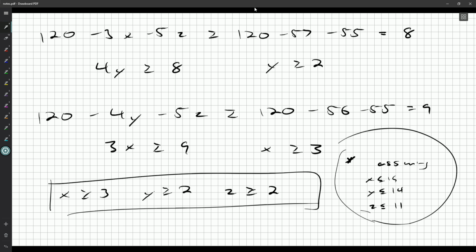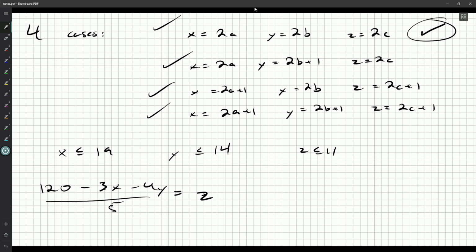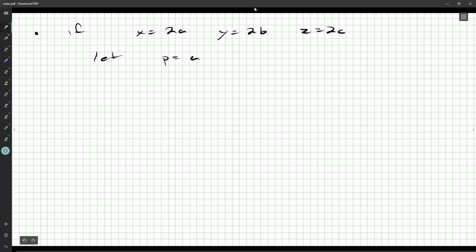Okay, so now going back to these cases based on parity. So if x equals 2a, y equals 2b, I'm just going to summarize what we already know. Let p be a, let q be b, and let r be c. Now, what if you had 2a, 2b plus 1, and 2c?